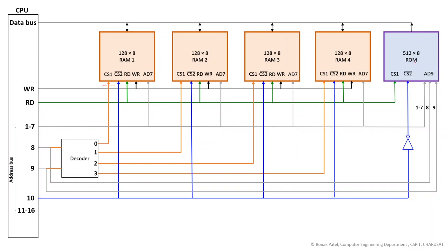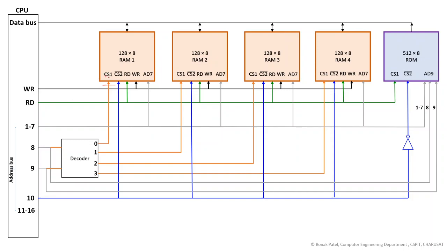Means if ROM is selected, and if CPU gives read, right, so data will be read, you will get the data from ROM, right? So using this read and write, CPU has a control. After giving your address bus, right, CPU has a control when to start write and when to start read.